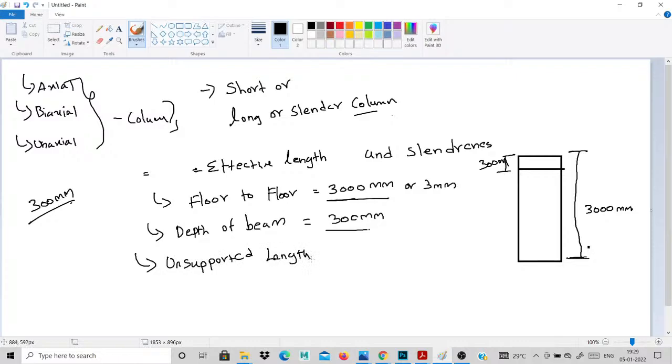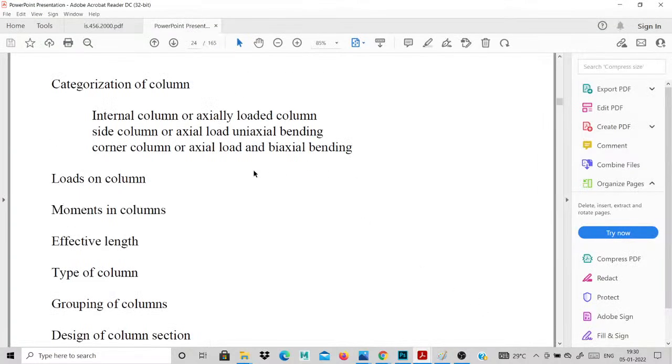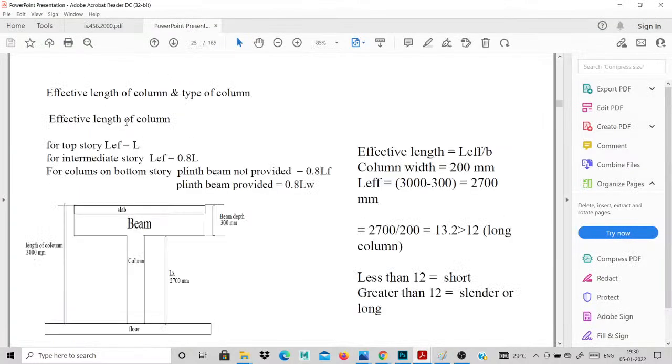Unsupported length is L. How to calculate the unsupported length? You subtract the total depth of the beam: 3000 minus 300 is 2700. So 2700 is the unsupported length. Then it depends on your conditions. I show this in detail, this is our calculation.